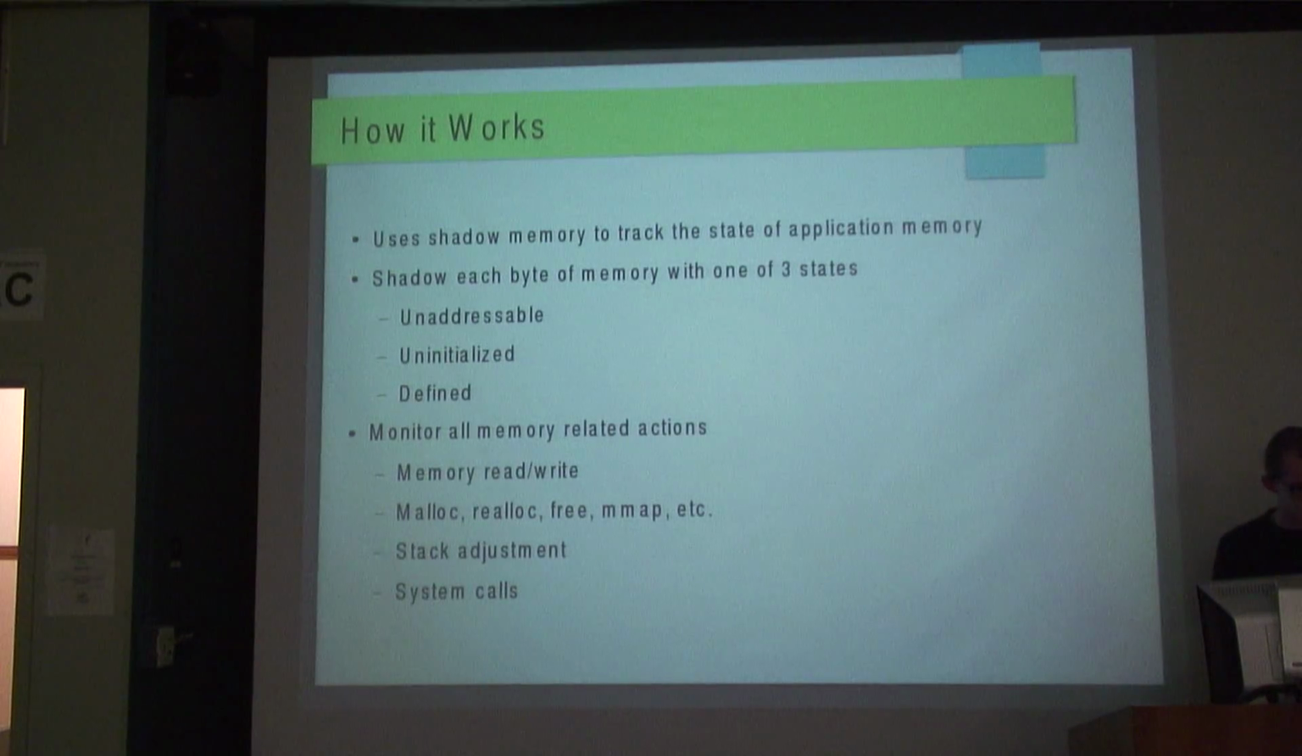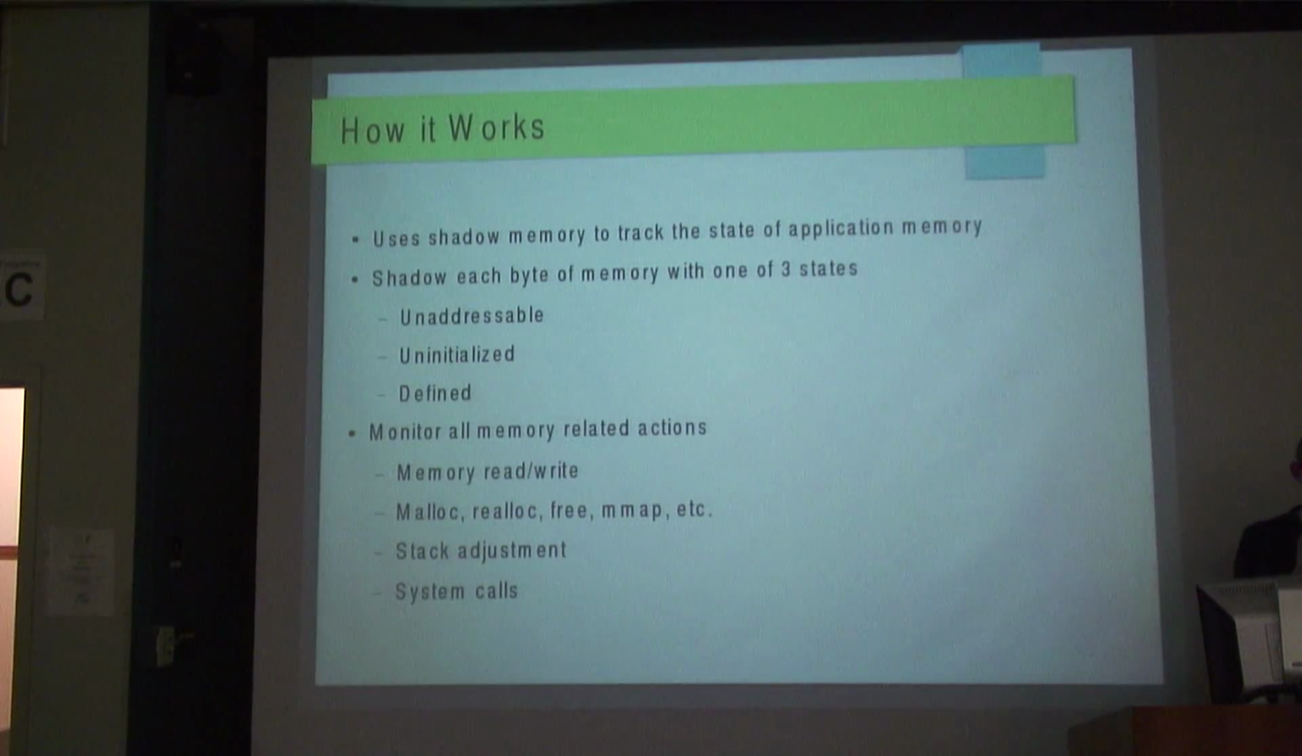Okay, so how it does this is it's going to use a thing called shadow memory, where it's going to take all the memory the application is using and kind of do like a RAID 1 type thing on it, where it's going to do it again over here. And so you're going to have two of the same things, which will in effect slow down the application. But in that shadow memory, it's going to assign one of 3 different states: unaddressable, uninitialized, and defined.